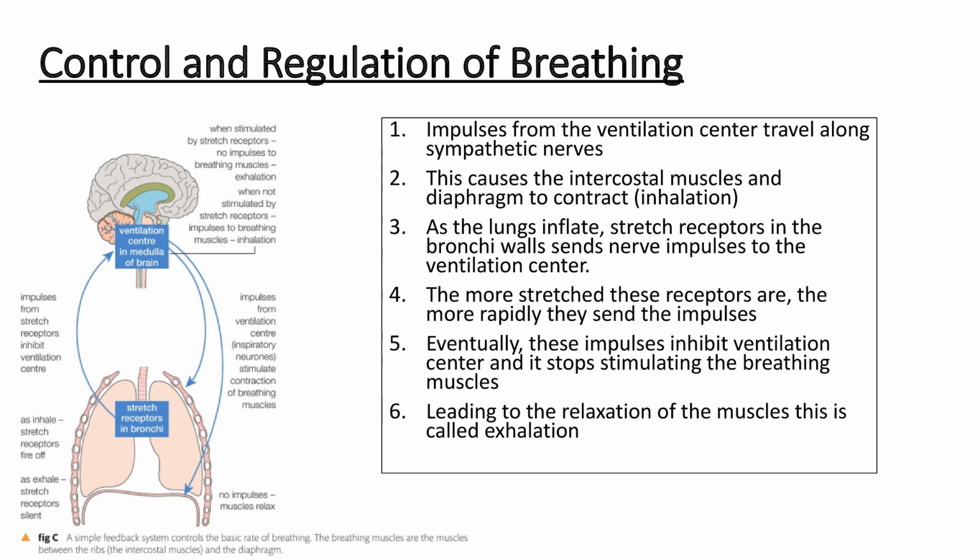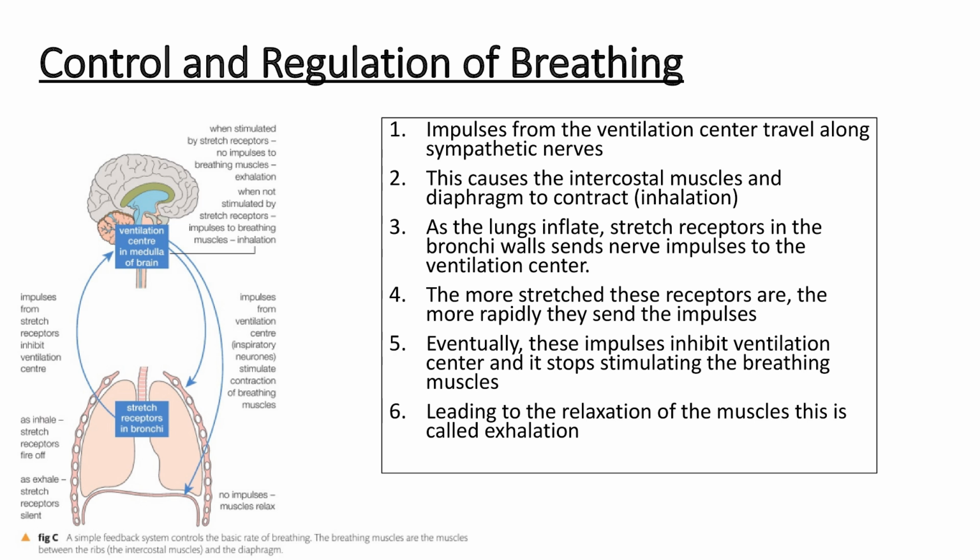If the question is a 4, 5 or 6 mark question, then you talk about the entire process of inhalation. If not, then this much is enough.